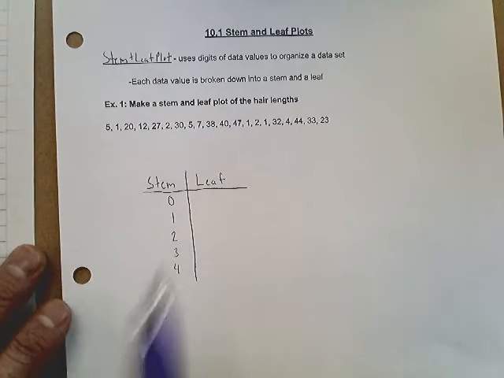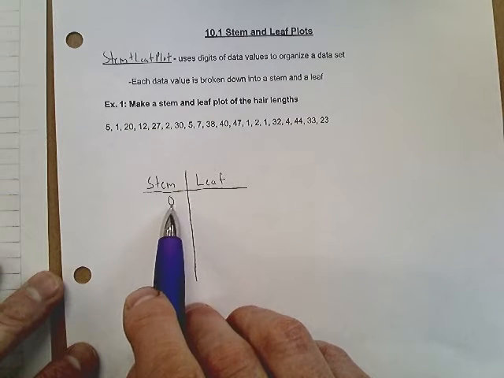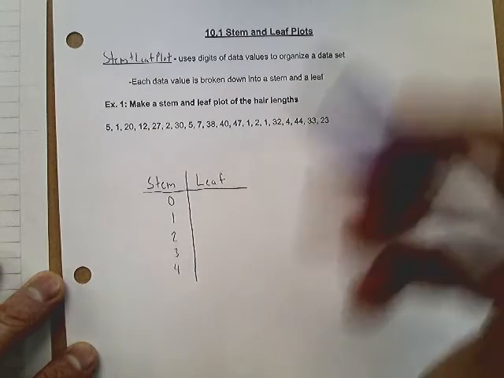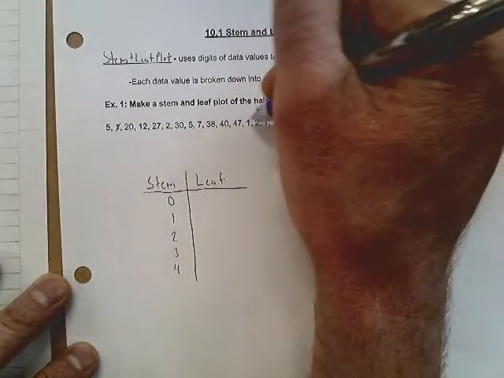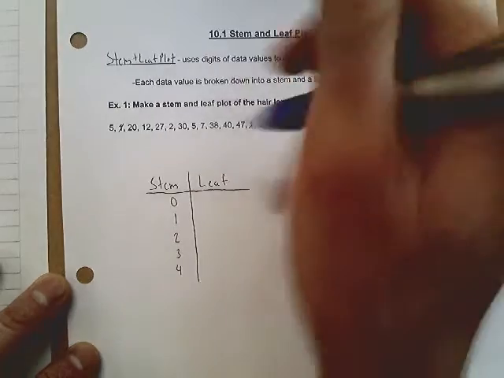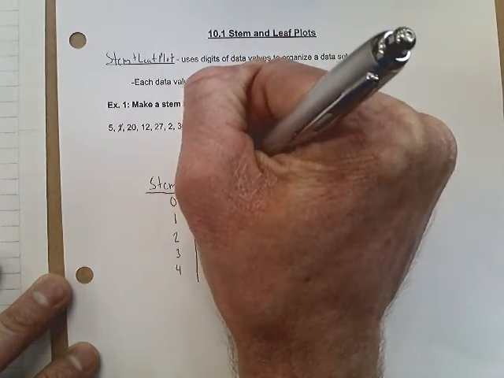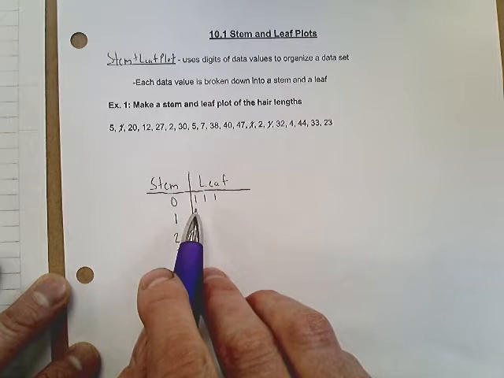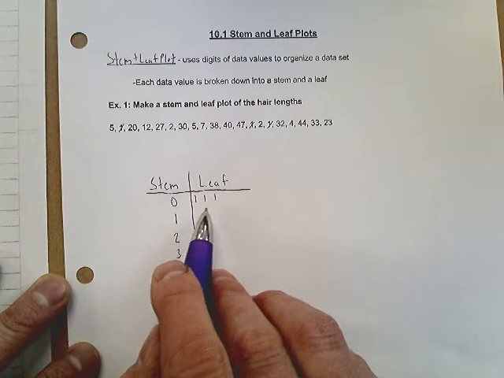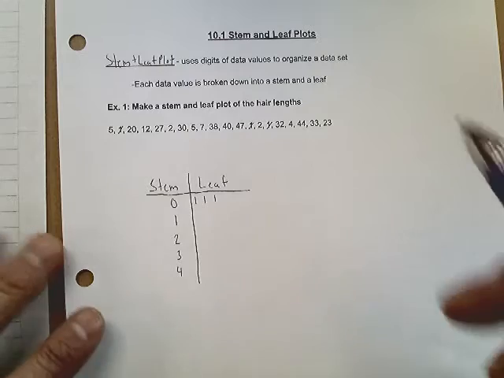So now I want to go ahead and put my leaves. My leaves with a stem of 0 would start with my ones. So I've got 1, 2, 3 ones. Like I said, you don't want to put any commas in between here. Just put them the way I have. You want to put these leaves in order from least to greatest. That'll help us analyze once we get to that part.